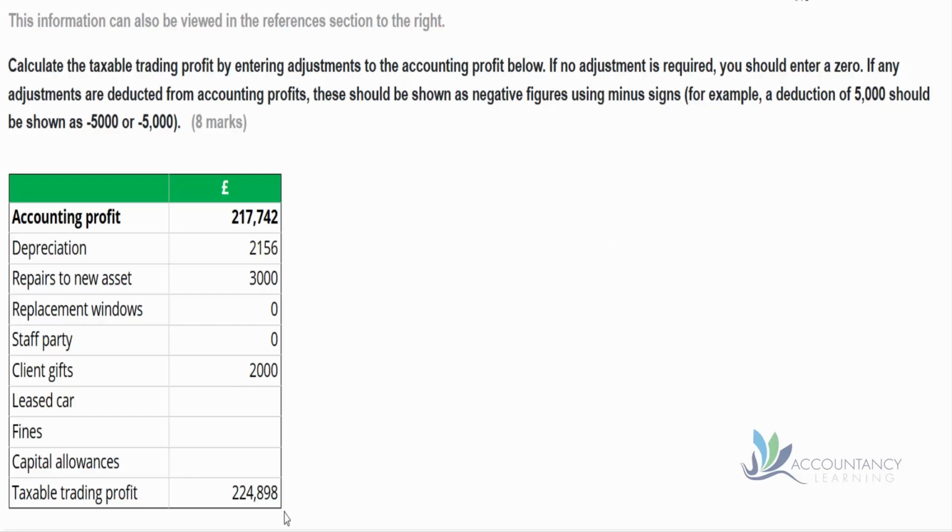So notice what's going on here with the total at the bottom of the answer. As we add back all of these figures, our taxable trading profit becomes bigger and bigger compared with the original accounting profit. So it means that we're going to have to pay more tax as we add back all of these disallowed expenses.